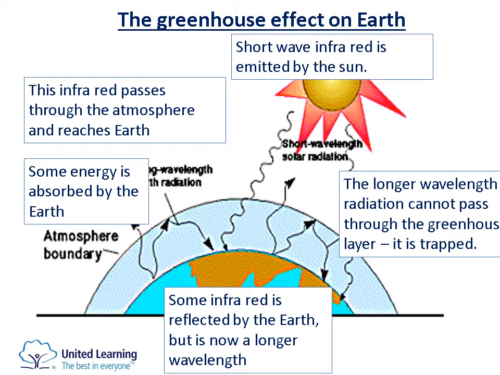The difference between short and long wave radiation is that the long wave radiation gets trapped by the layer of greenhouse gases, and you can see that it reflects off the greenhouse layer back towards the surface of the Earth because it's trapped. And what that does is that heats up the temperature of the Earth, which is what we know as the greenhouse effect.